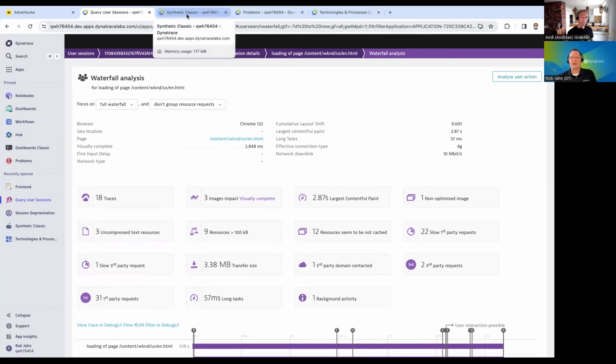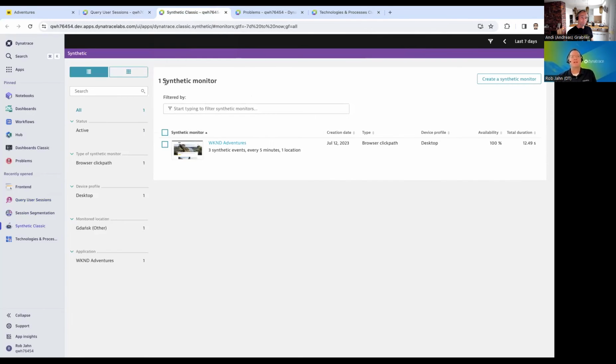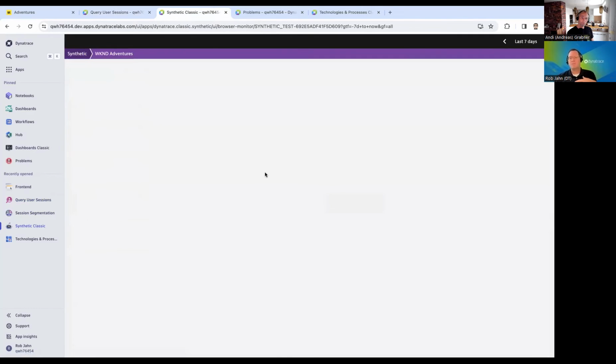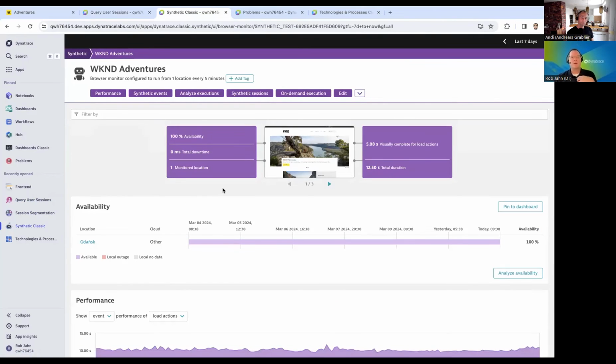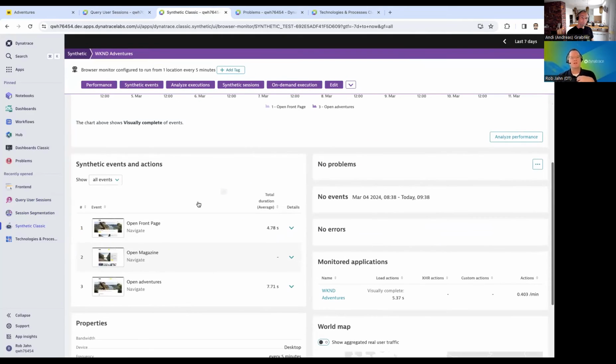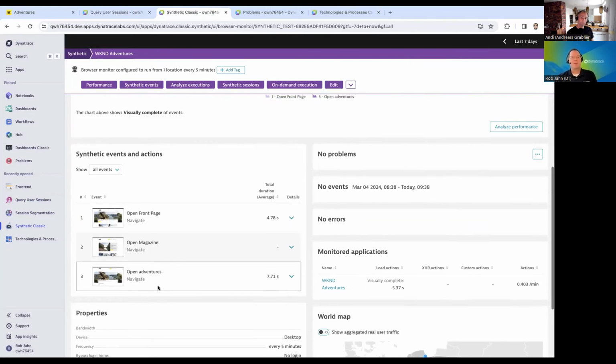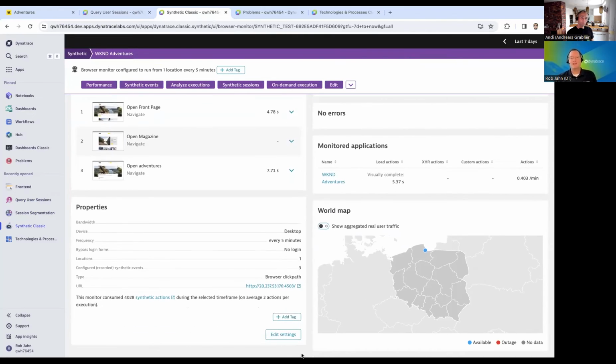And just to jump over to a related topic, typically our best practice would be for sure to combine the real user monitoring with synthetic monitoring. Synthetic monitoring is maybe what you're familiar with, but you're essentially programming a script to go through a particular flow, like open the front page, open up a magazine, open up an adventure within the magazine.